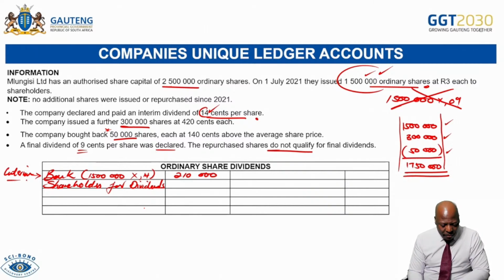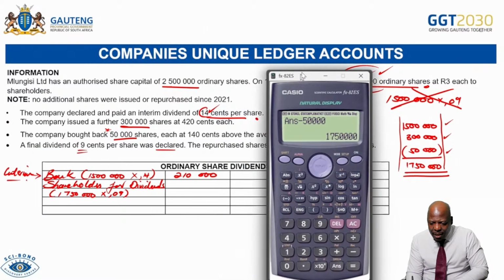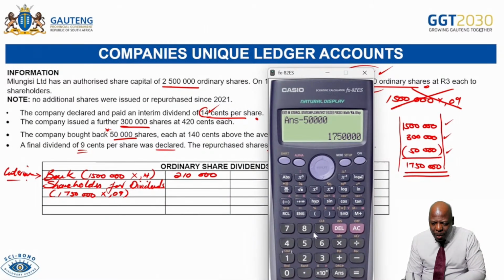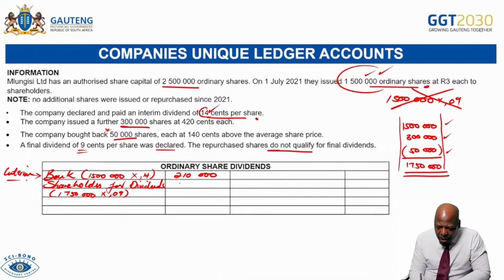So I'm going to put it right here at the bottom. I'm going to say 1,750,000, then we multiply that by 9 cents, 0.09. So 1,750,000 times 9 cents is 157,500. So I'll come here, and here it's going to be 157,500. But what did I code this? I called it shareholders for dividends.